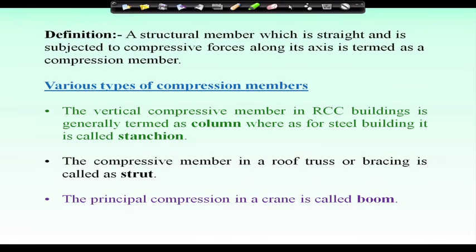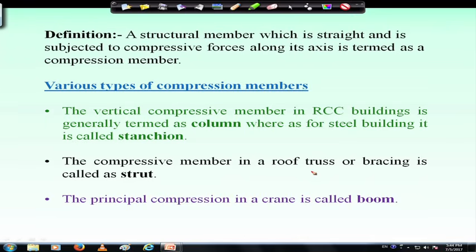Similarly, in the case of a steel building, this type of compression member is called a stanchion. Again, the compressive member in a roof truss or bracing is called a strut. Similarly, the principal compression member in a crane is called a boom. So, we could see that the same compression member is termed differently for different cases.